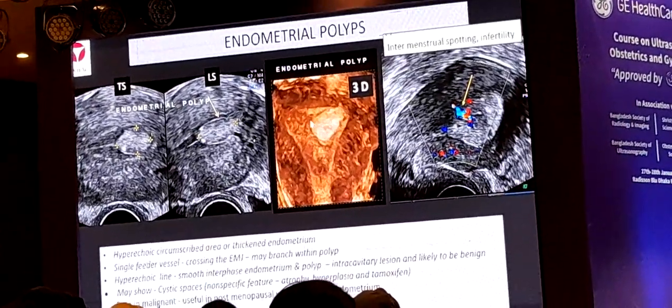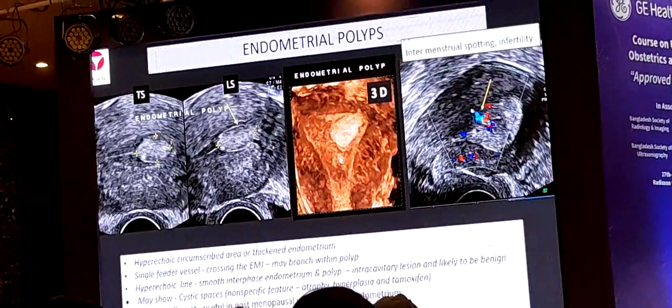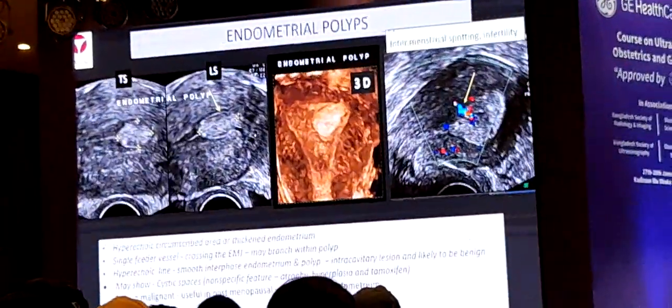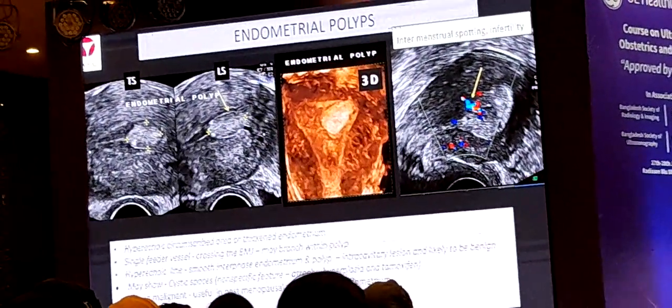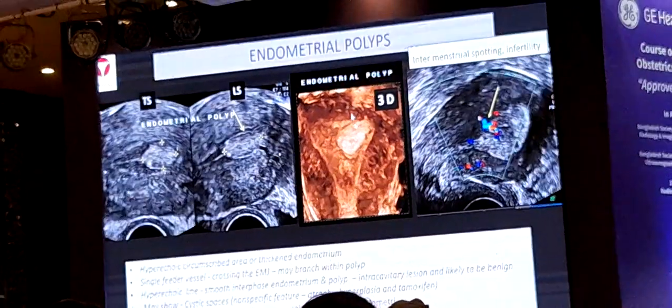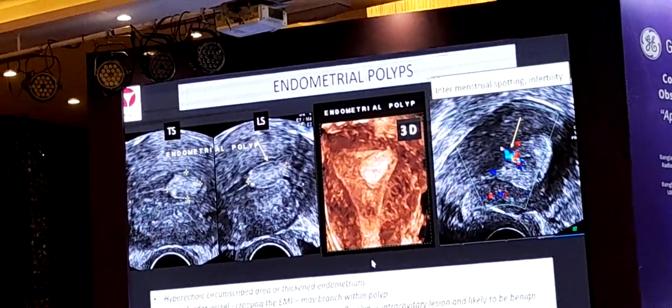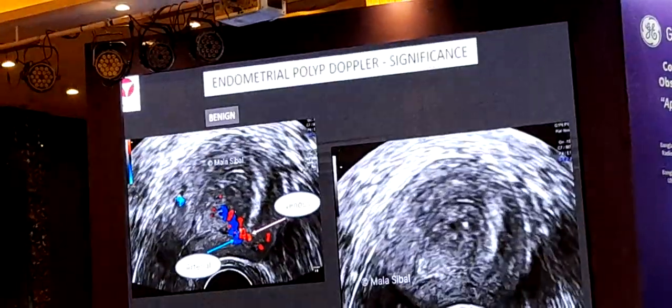Now on 3D you can see a polyp, but you do not require 3D to diagnose a polyp. You may use 3D in cases where there is some difficulty in making a diagnosis, or more importantly when you want to see the margins of a polyp. But to make a diagnosis of a polyp, you can do very well on 2D.